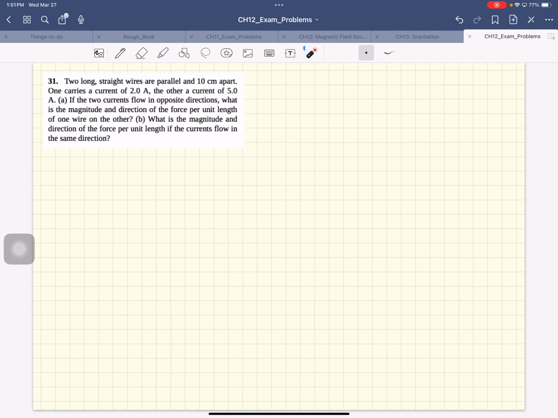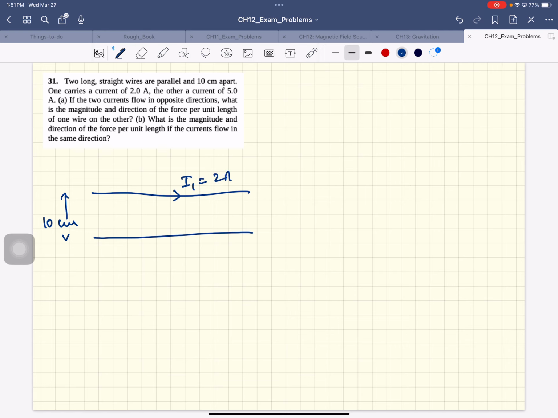All right, so this problem says two long straight wires are parallel and 10 centimeters apart. One carries a current of 2 amps and the other carries a current of 5 amps. If the two currents flow in opposite directions, what is the magnitude and direction of the force per unit length?